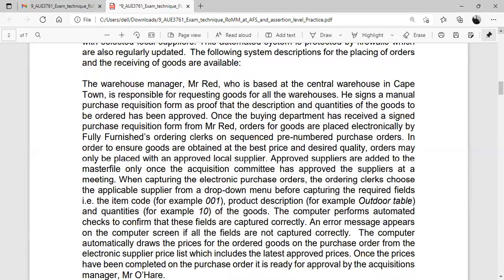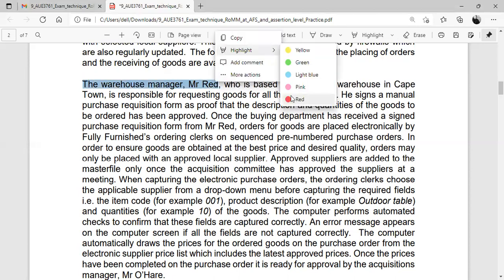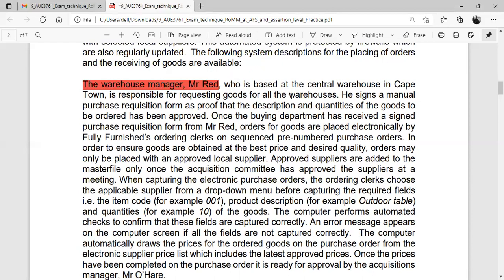So it says that the warehouse manager, Mr. Red, who is based at the central warehouse in Cape Town, is responsible for requesting goods for all the warehouses. So we've got a warehouse manager. Guys, you have to know your people in your question. You have to highlight the names: there's a manager called Mr. Red, based at the central warehouse in Cape Town, and his job is requesting goods.